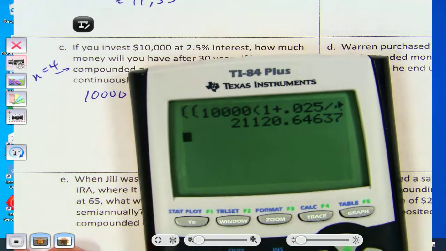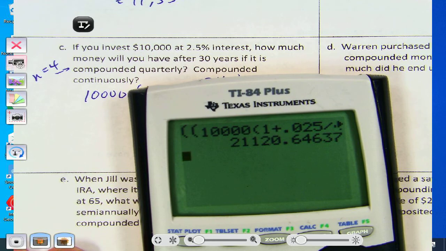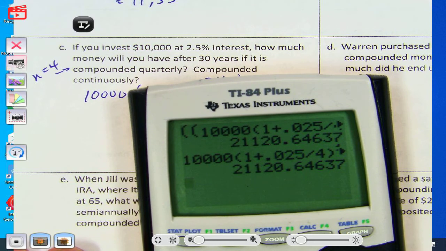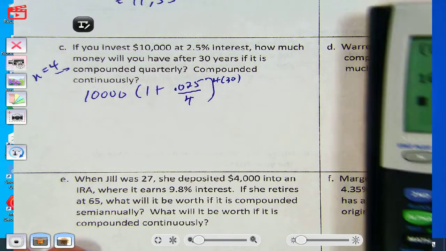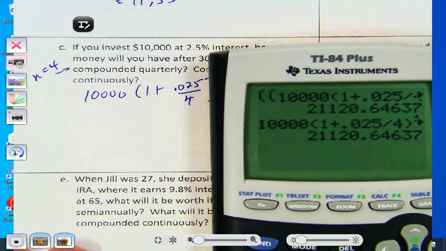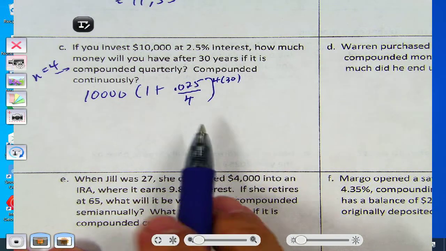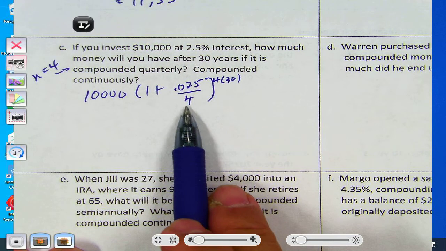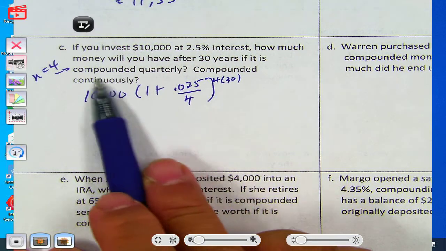$21,120. Let me do that again. 1 plus 0.025 divided by 4, raise it to the 120. Okay, that was right. $21,120.65. Wait, why do you divide by 4? That's the formula. Divide by the frequency. You divide by the number of times it's compounded per year. It's compounded quarterly, so I divide by 4.